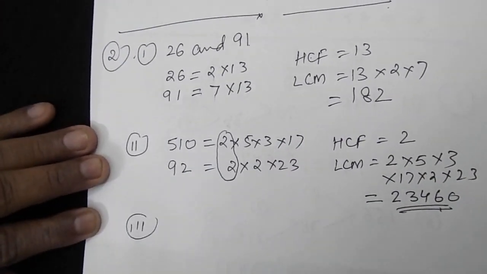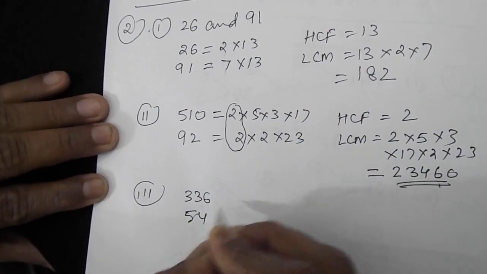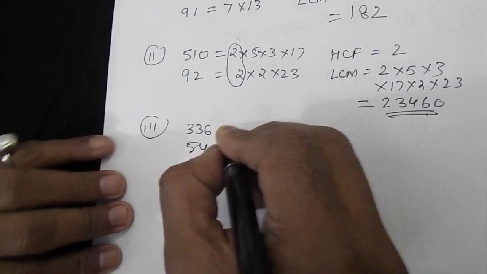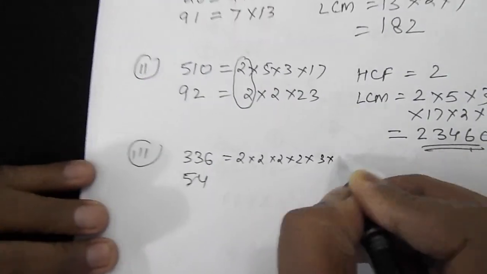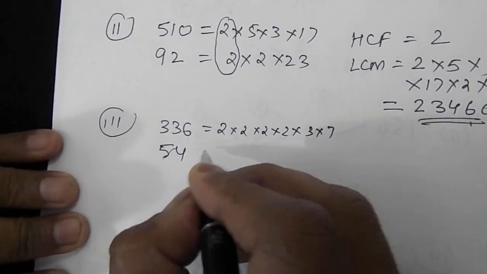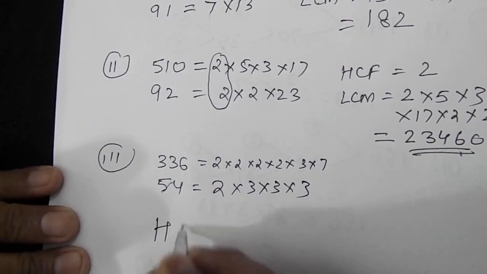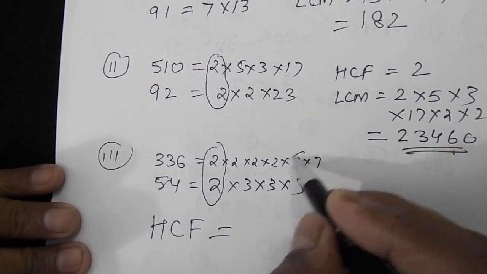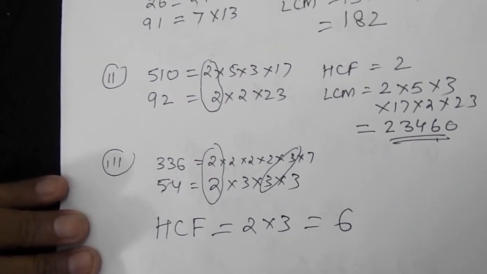Now students, moving on to the third part, which is 336 and 54. The factors of 336 are 2 into 2 into 2 into 2 into 3 into 7, and the factors of 54 are 2 into 3 into 3 into 3. So what will be the HCF? 2 is common and one of the 3's is common. So 2 into 3, which gives you 6.